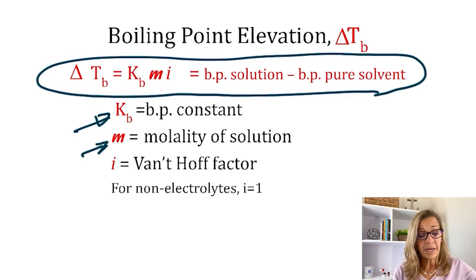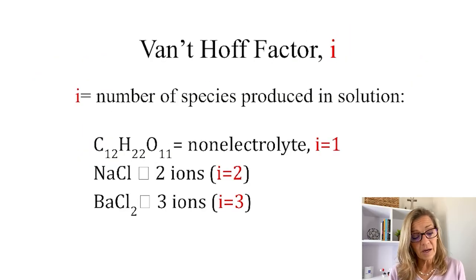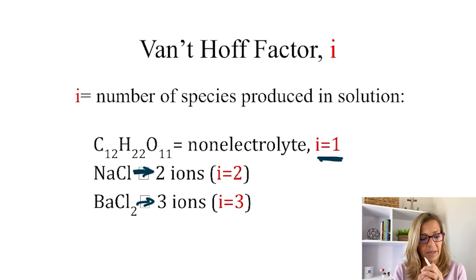We deal with molality, and then the van 't Hoff factor is the number of things produced in solution. So if I had a non-electrolyte like sugar here, i is 1 because it stays as one big thing. But sodium chloride, we would split into 2 ions. Similarly, barium chloride would be 3 ions. So whatever that factor is, you throw that in the equation.